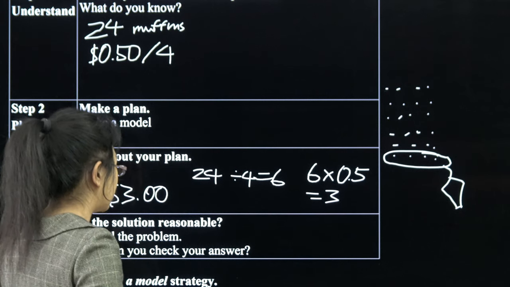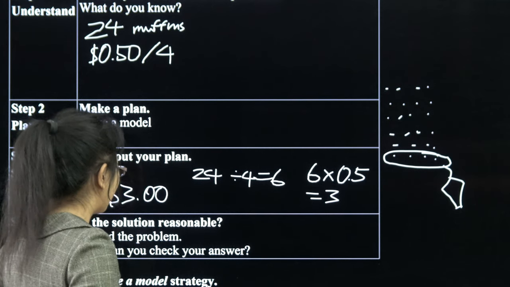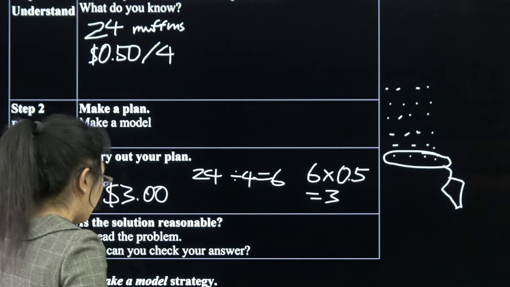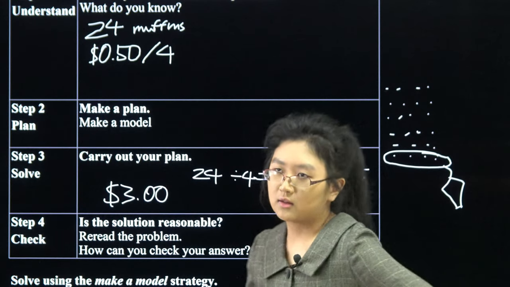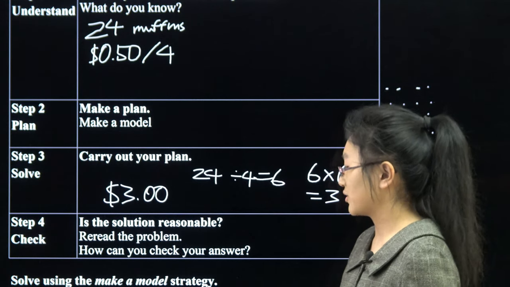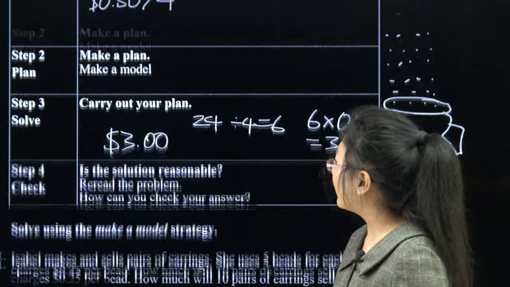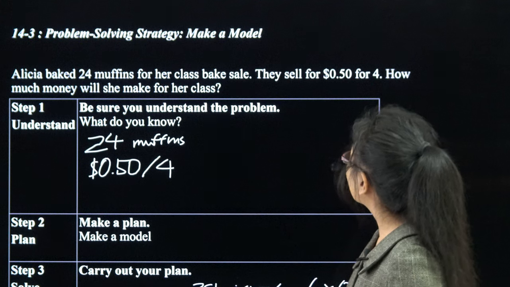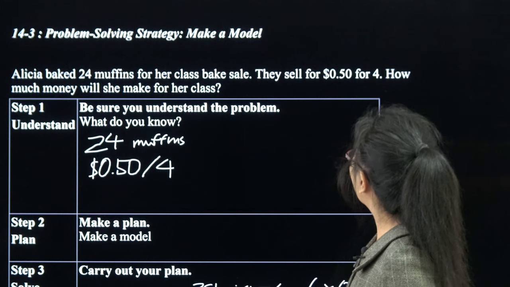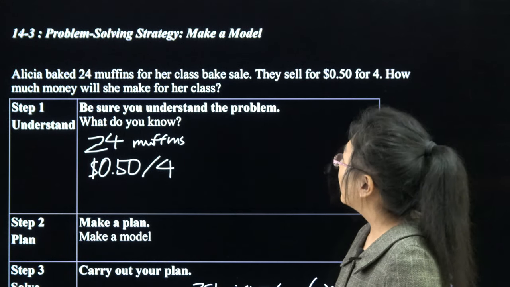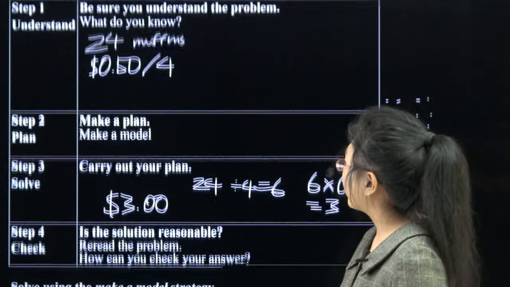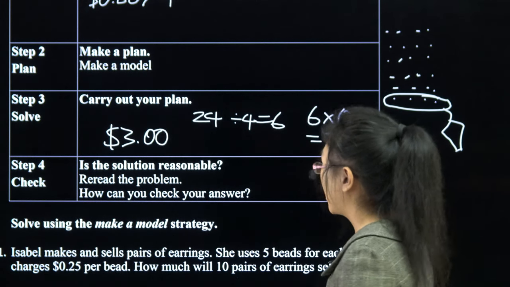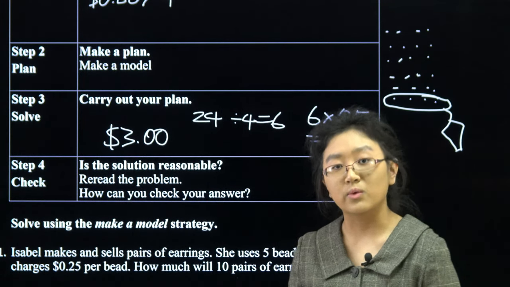Is the solution reasonable? No, because at real bake sales, a muffin would sell for like $4 each. But for this case, it's reasonable. For the case of the question, reread the problem. Alicia baked 24 muffins for her class bake sale. They sell for half a dollar for 4. How much money will she make for her class? Well, we got our facts straight. How can we check our answer? We look through our logic and see if there's any holes, which there isn't.